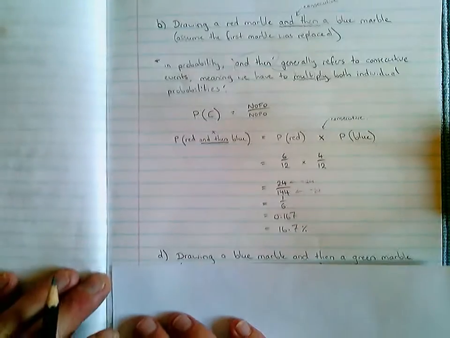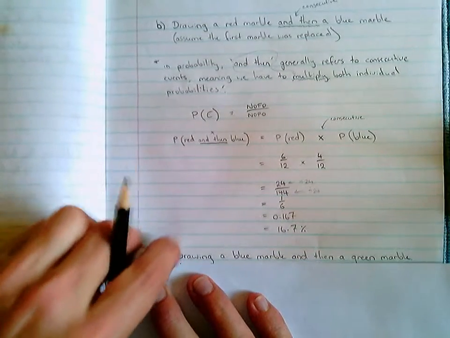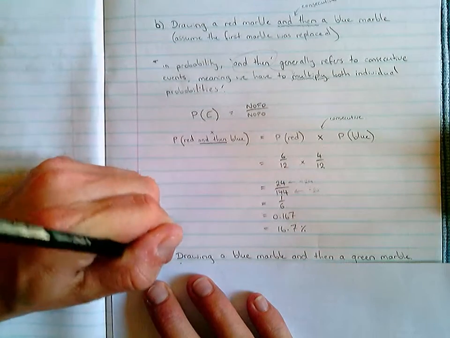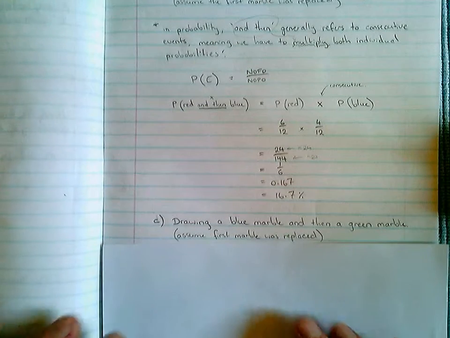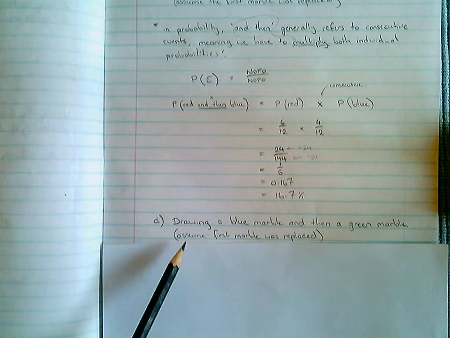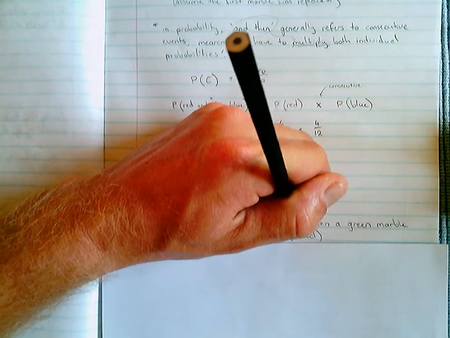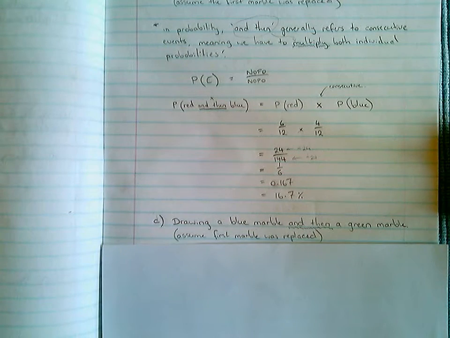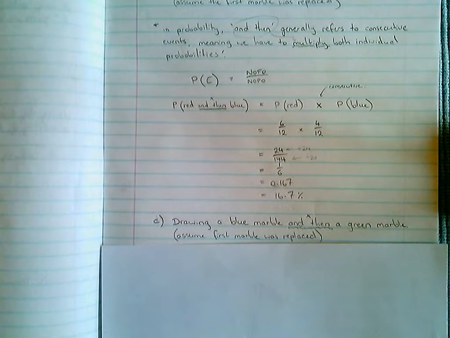Let's have a look at the next example, and let's not call it D. Let me rub that out so it looks a little bit more even. Let's call that C. We're going to look at the probability of drawing a blue marble and then a green marble. Once again, assume the first marble was replaced. I'm going to underline this, and then it's consecutive, and we need to start thinking about and thens as being consecutive events, and consecutive events refer to multiplication. A little friendly reminder for myself.